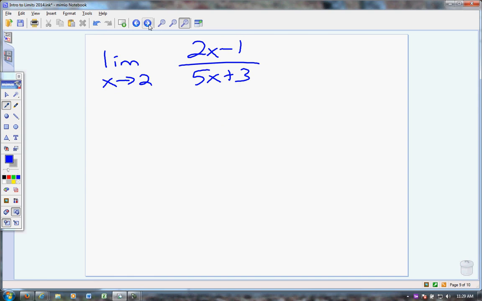So now I can try substitution. Let's try substitution now. 2 times 2 minus 1 over 5 times 2 plus 3. 4 minus 1 is 3. 10 plus 3 is 13. Good news, we do not have a 0 in the denominator.